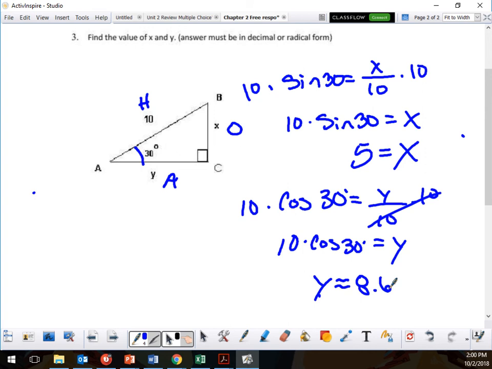I want you guys to memorize the properties of a 30-60-90 and the 45-45-90.